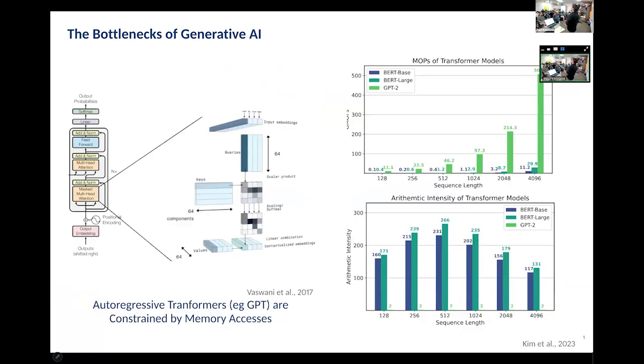So why are we interested in transformers and self-attention for neuromorphic hardware? Well, one of the big bottlenecks of generative transformers is actually in the self-attention block.